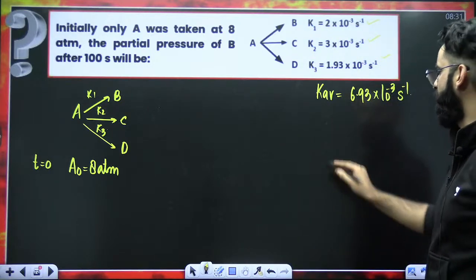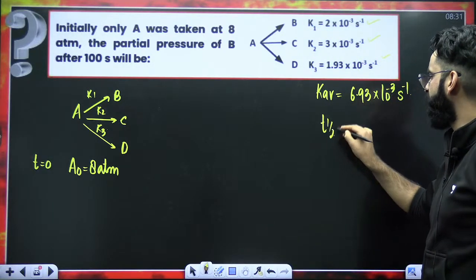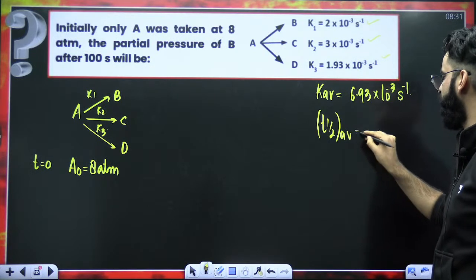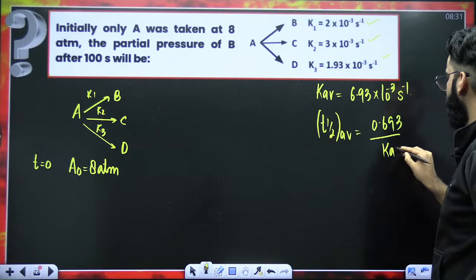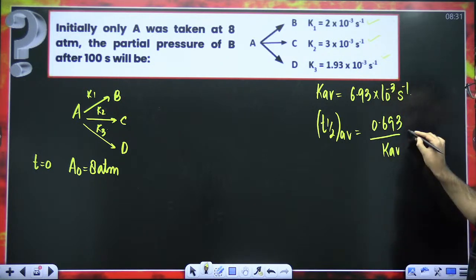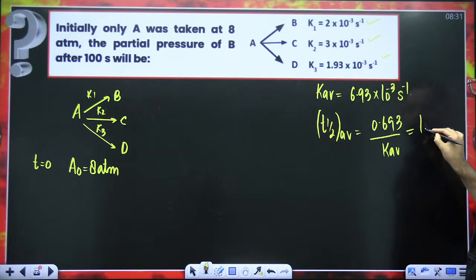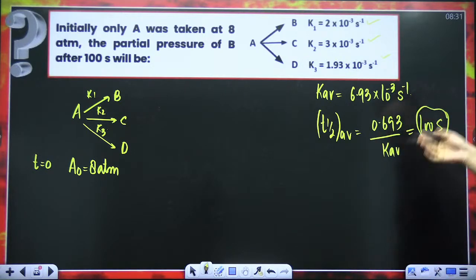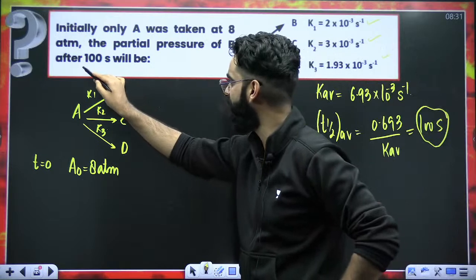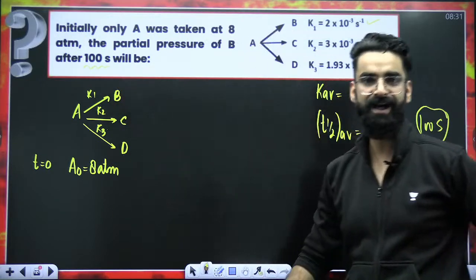If it is the average rate constant, can you calculate the average half-life? Average half-life is going to be 0.693 divided by K average. Simple. K average you already know. If you put the K average here, you get the answer as 100 seconds. What is this 100 seconds? 100 seconds is the half-life of the reaction.